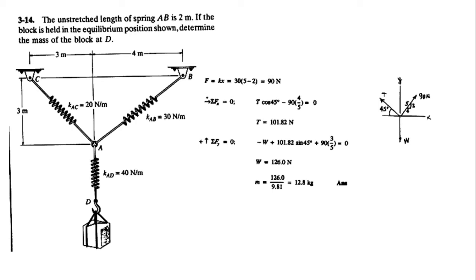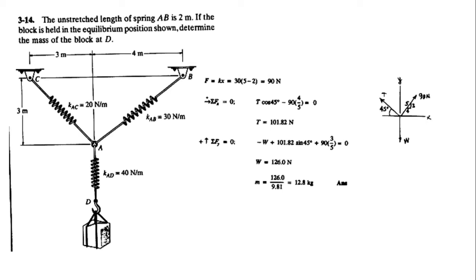Now you apply sigma Fy equal to 0. It's the vertical component, so when you apply sigma Fy, it will be minus W. The vertical component for tension will be 101.82 sine 45 acting in the positive y. And the other one, the 90 newton force, its vertical component will be 3 upon 5, acting on the plus y axis. So you calculate it, and your weight comes out to be 126 newtons.